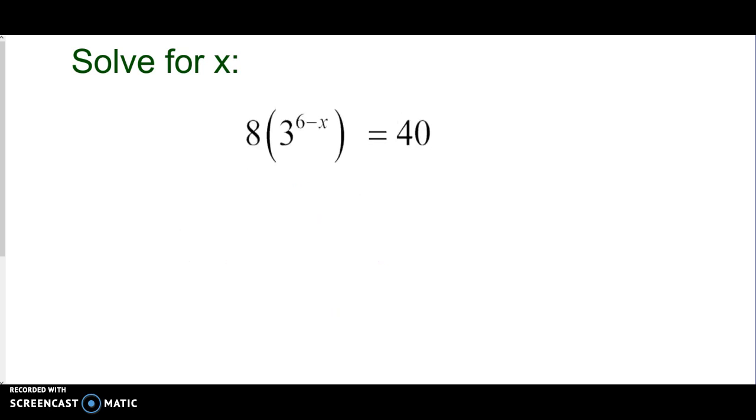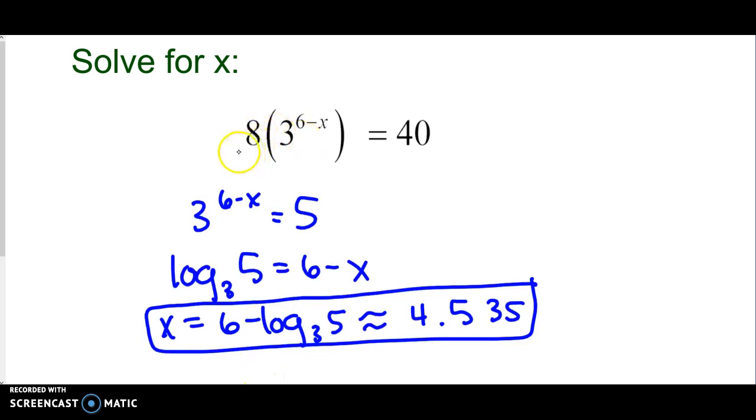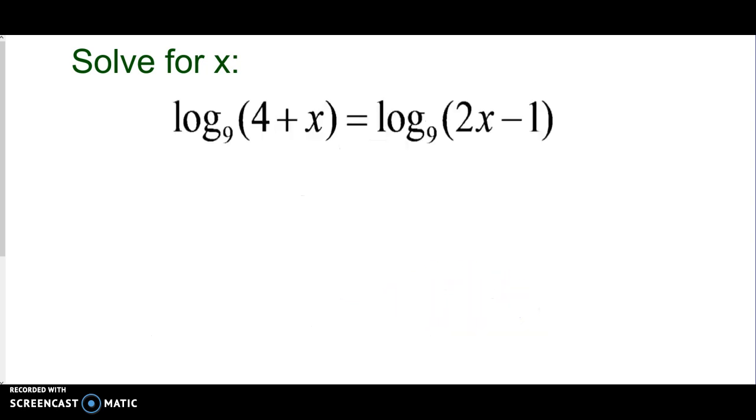Let's try another. Go ahead, put me on pause. Again, I started by dividing by 8, then I converted to log form. So if it asked for an exact answer, I'd leave my answer as 6 minus log base 3 of 5, which there's multiple ways I could write this. You can change of base if I wanted to, like if it said using natural logs in your answer, but it doesn't specify here. If it had said round to 3 decimal places, this would have been my answer. Last one. Again, let's have you guys try this one.